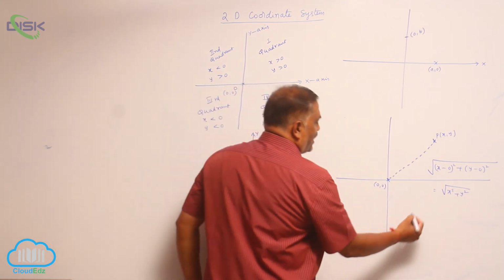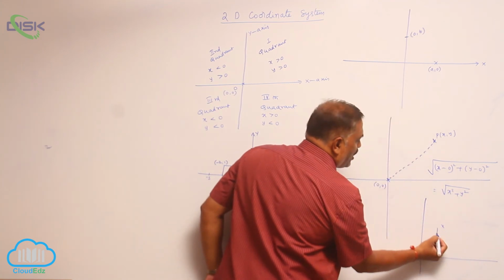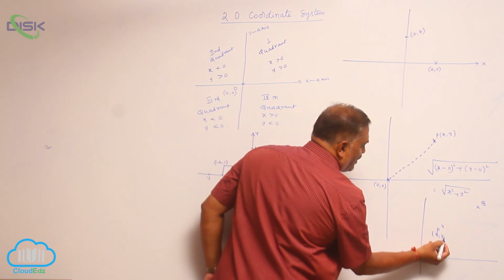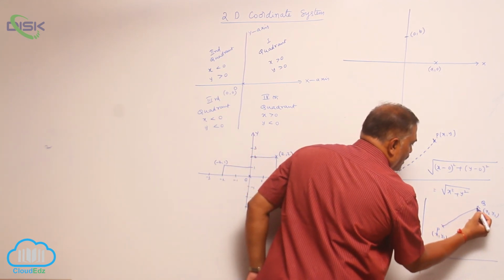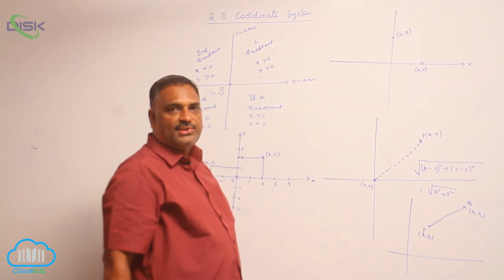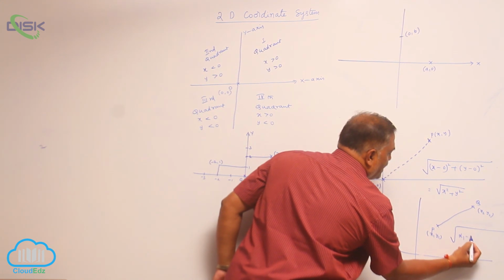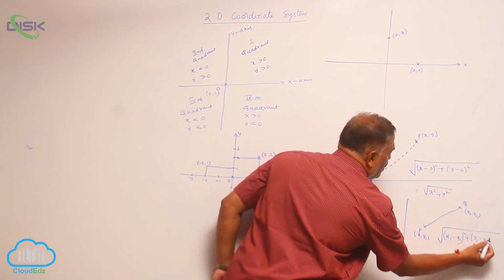Suppose you take one more coordinate axis like this, take one point here, take one more point here, P(x1, y1), Q(x2, y2). Then how to find the distance between these 2 points? It is the square root of (x1 minus x2) whole square plus (y1 minus y2) whole square.